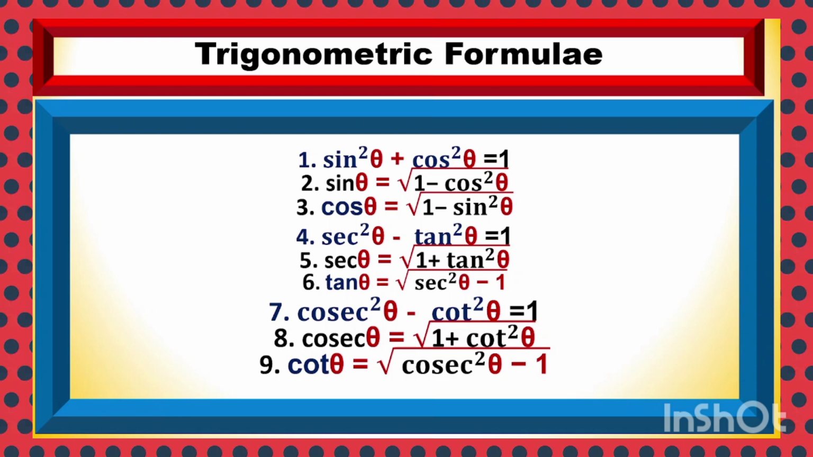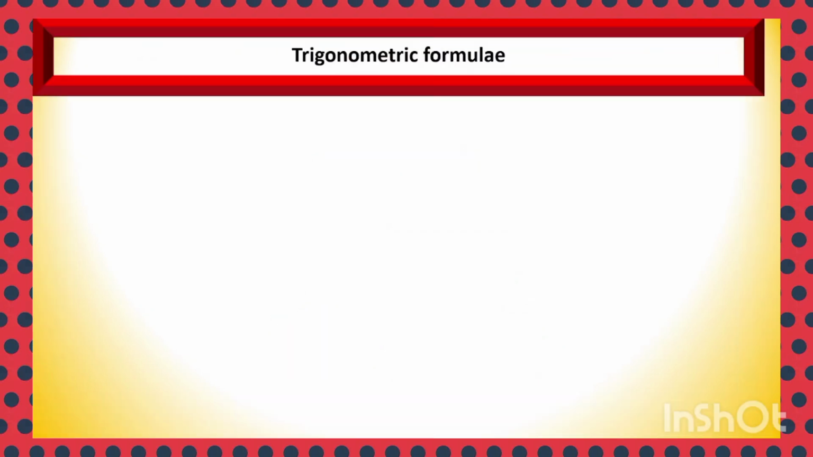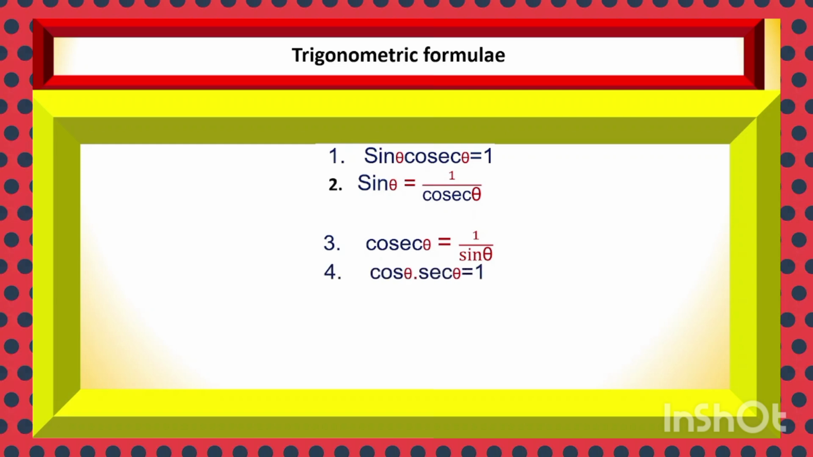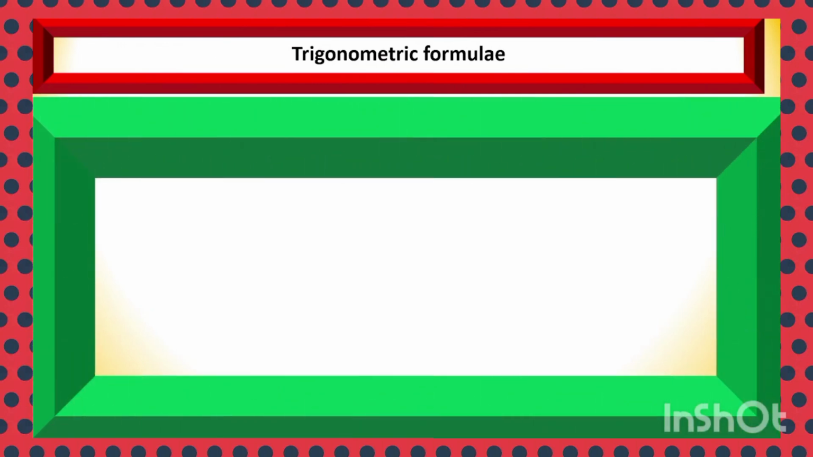Once again, let us recapitulate and note it down. Sin theta and cosec theta product is equal to 1. Sin theta is equal to 1 upon cosec theta. Cosec theta is equal to 1 upon sin theta. Cos theta and sec theta product is 1. Cos theta is 1 upon sec theta, and sec theta is equal to 1 upon cos theta. Tan theta into cot theta is 1. Tan theta is equal to 1 upon cot theta. Cot theta is equal to 1 by tan theta.